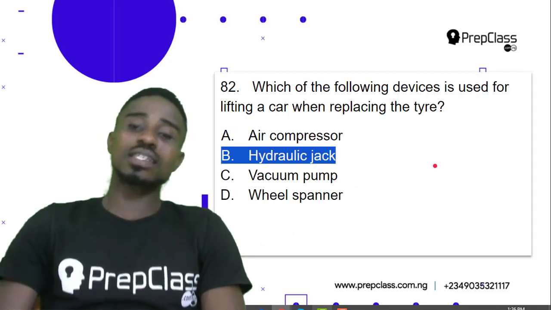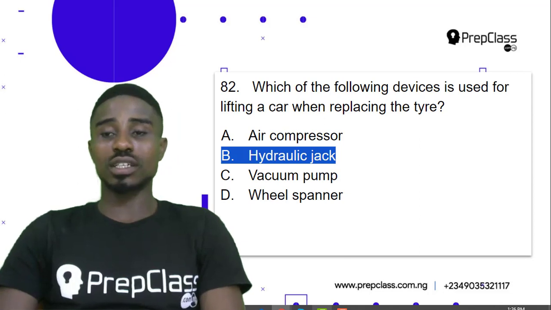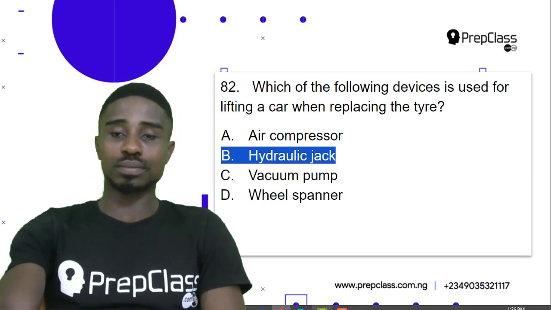Alright? So our correct answer will be option B, hydraulic jack. Let's look at the next question.